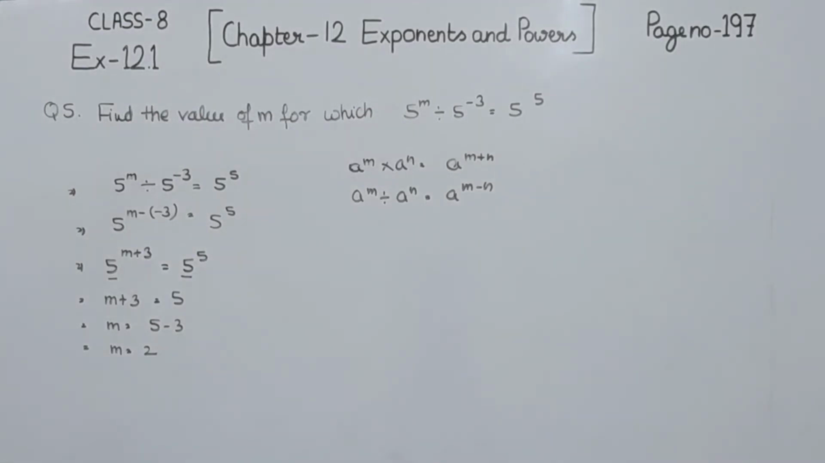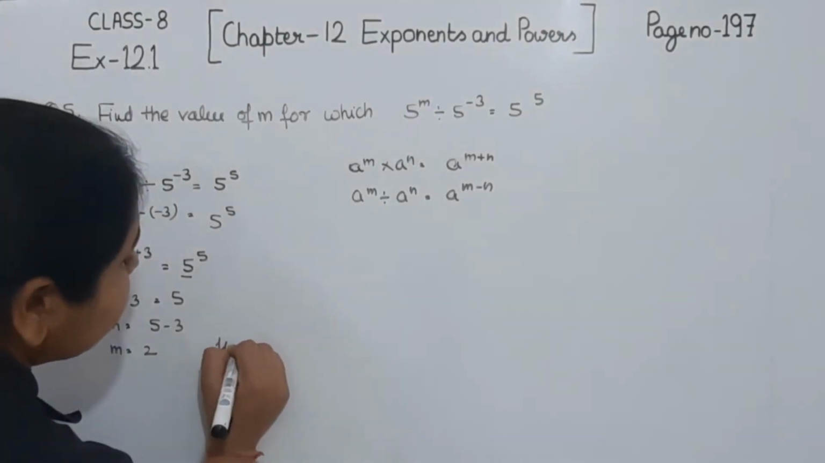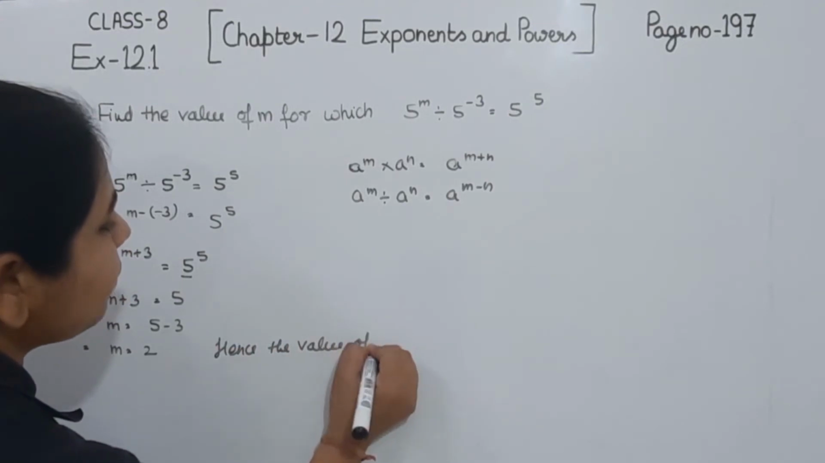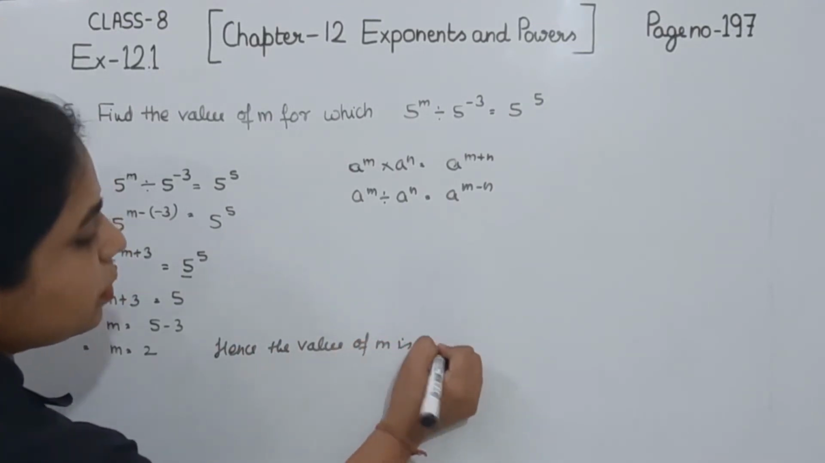So, we had to find the value of m, and we have found it. This is equal to 2. I'm going to write the statement here. Hence, the value of m is 2.